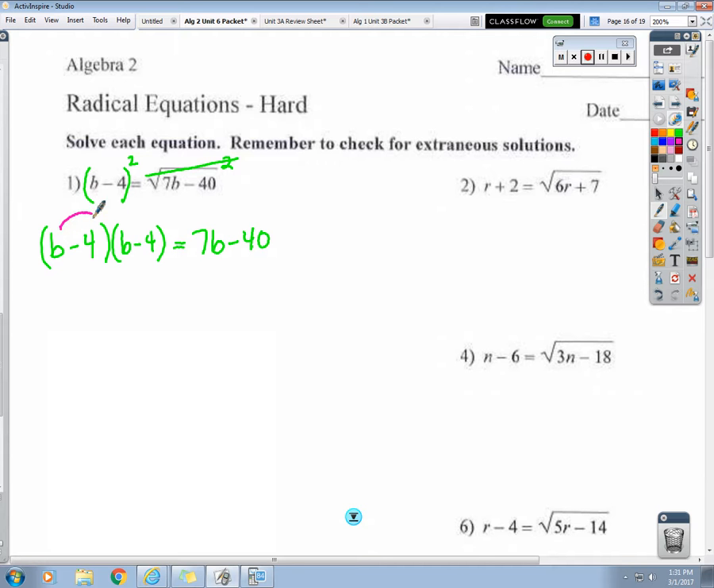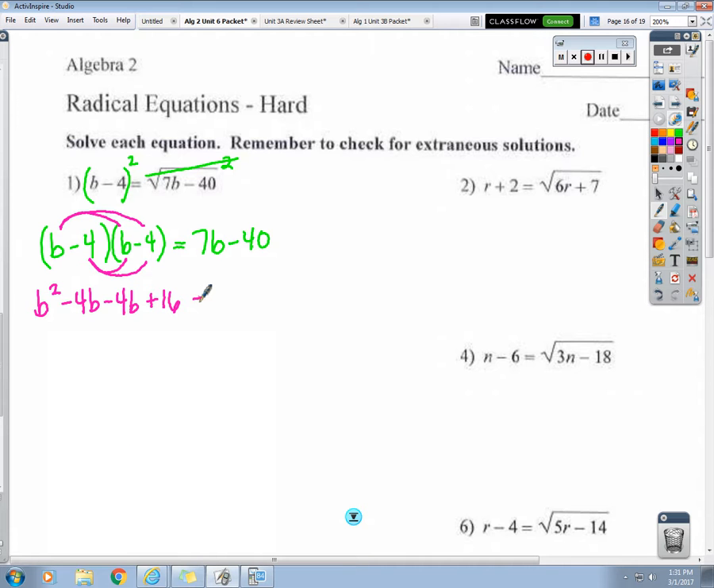b times b is b squared. b times negative 4 is negative 4b. Then you have to do the negative 4 times b, and you get negative 4b. And negative 4 times negative 4 is positive 16. See, that's nothing new. You've been doing that since probably middle school.